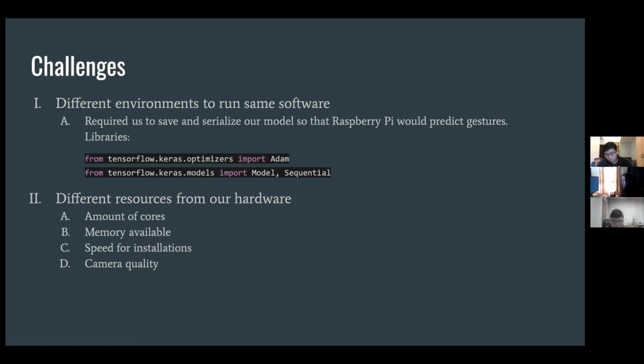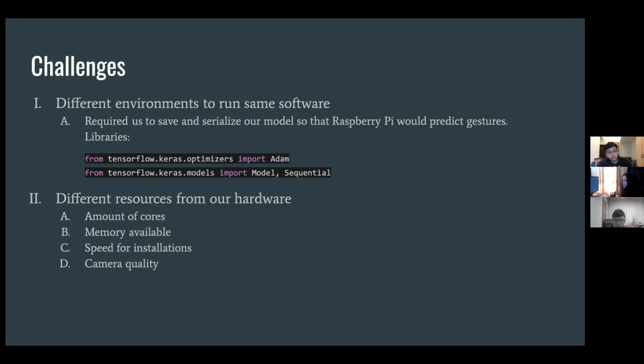Some of the challenges were that we all had different environments to run the same software, model and predictions. And so that required us to serialize our model so that the Raspberry Pi would predict the gestures. These are two of the main libraries that we use for that purpose.